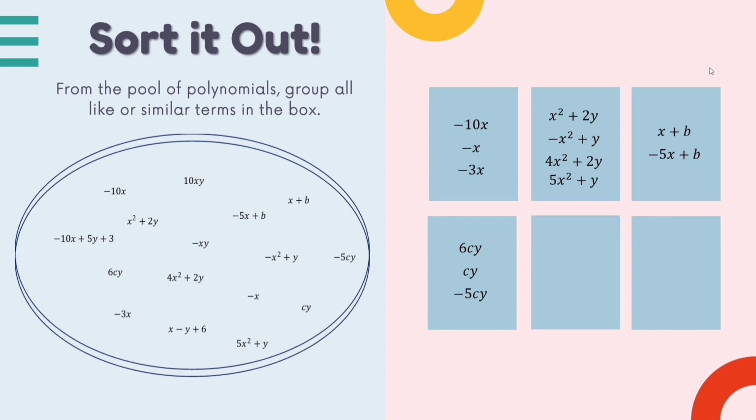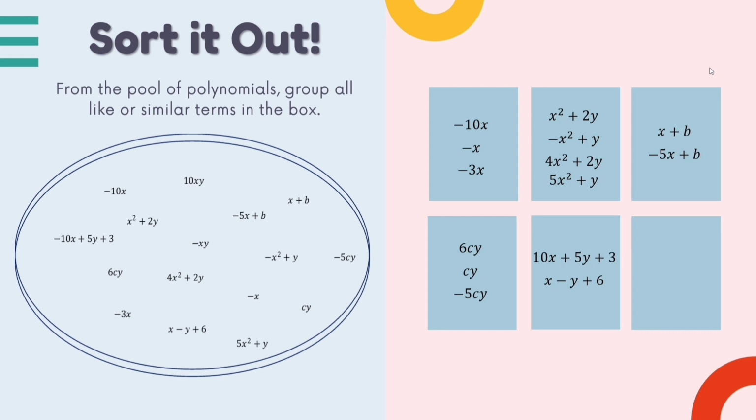Let us now proceed to our fifth box. So in our fifth box, we have 10x plus 5y plus 3, and the second polynomial is x minus y plus 6. So if you notice, we have three terms. We have 10x, 5y, and 3. And the second polynomial, we also have three terms. And we have the same variables. Therefore, since we do not see any other polynomials or expressions in the pool that wasn't included in the box, our fifth box is complete and correct.